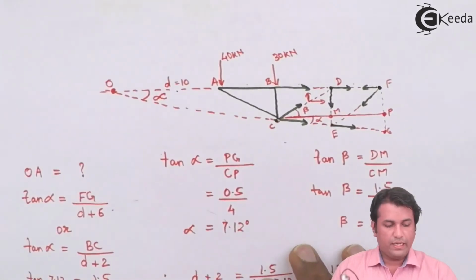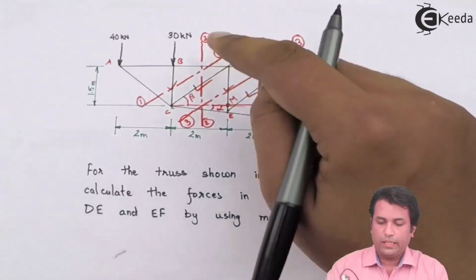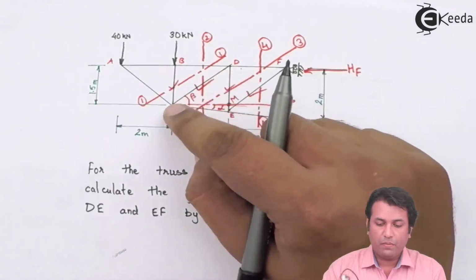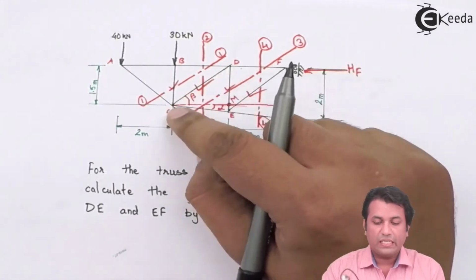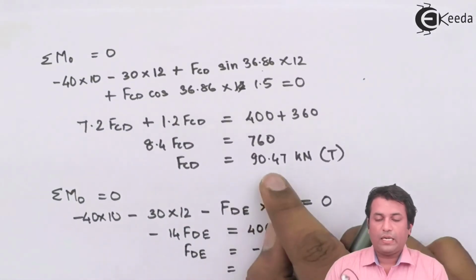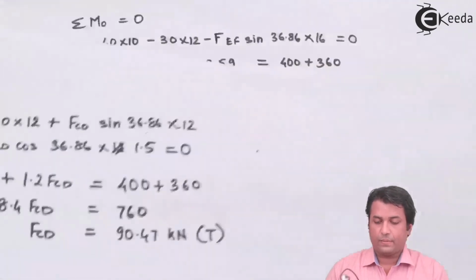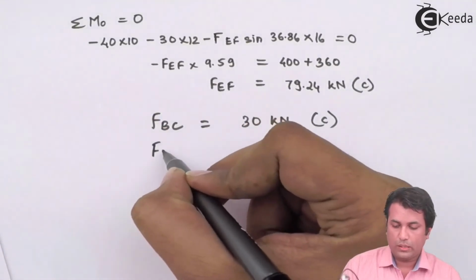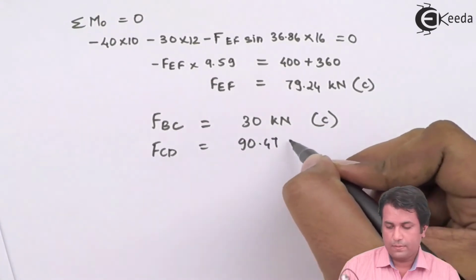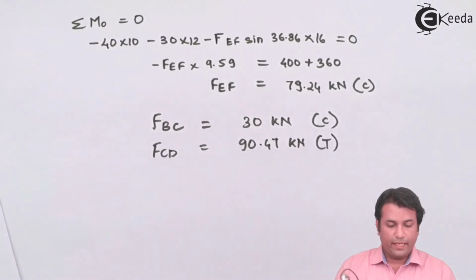Then with the second cutting plane, we had cut it in this fashion. So if I cut it like this, this was the member which I had to calculate, that was CD. So I have got the value for CD as 90.47 kilonewtons, that is tensile. So FCD is tensile.